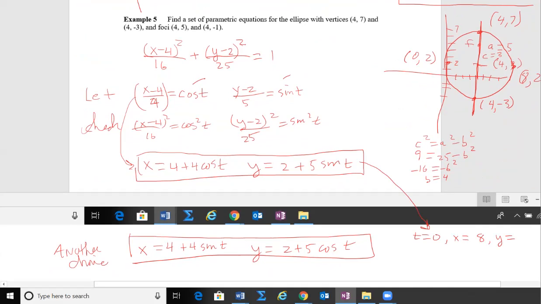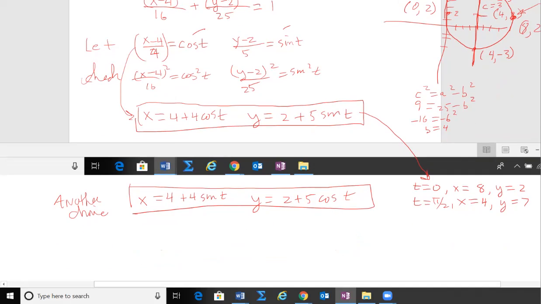Y equals 2. Okay, so that's the first point here. It's beginning here. Let's pick a nice value for t, say pi over 2. That makes x, again, from here, cosine of pi over 2 is 0, so we have a 4, and y would be a 7. That's the point up on top. That means we're heading along this way. There's your orientation for the first group of equations, the parametric form.